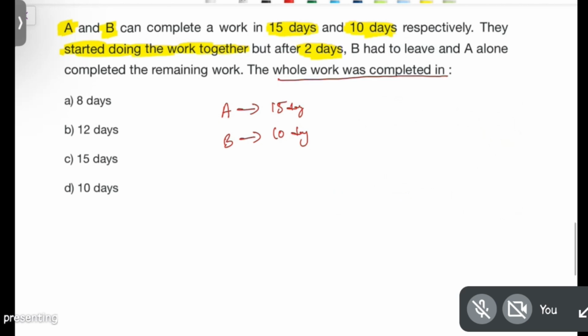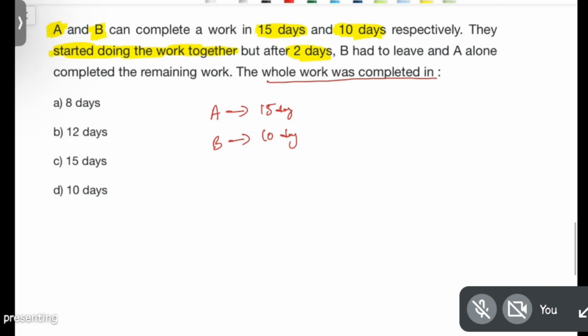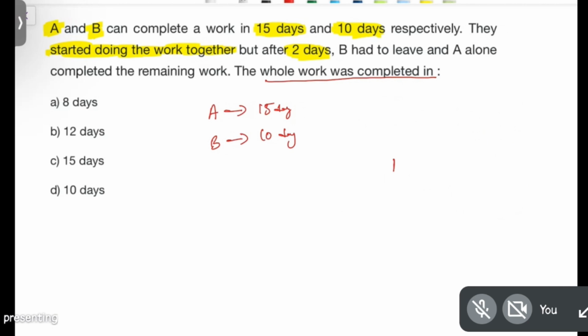That's the reason why we need to understand why and how it's working. So A takes 15 days and B takes 10 days. This is A and this is B. What's the total work? Total work will be nothing but the LCM of 15 and 10. How do we find it? 5 3s are 15, 5 2s are 10. If you multiply 5 2s are 10, 10 into 3 is 30. That means our LCM here is 30.